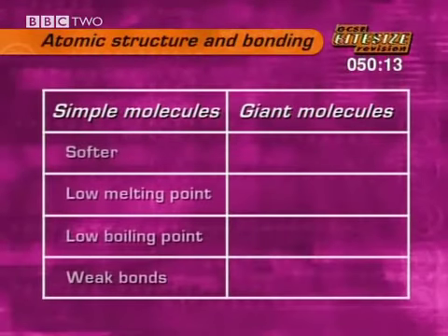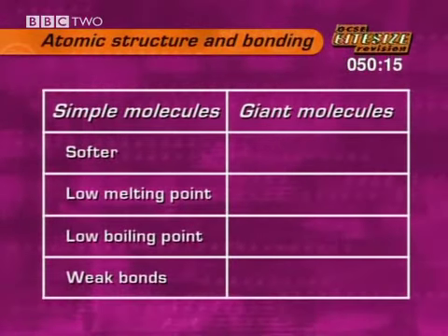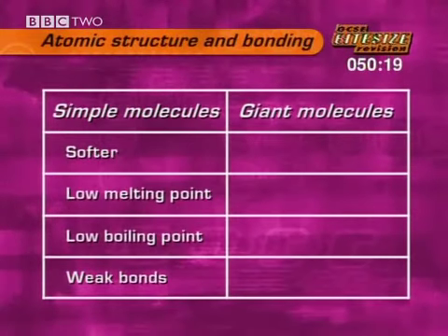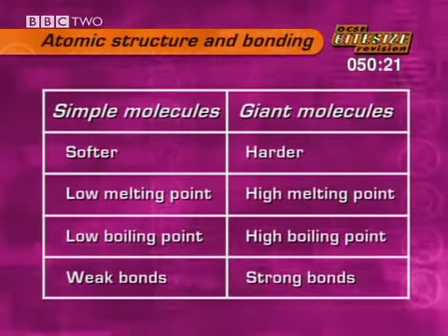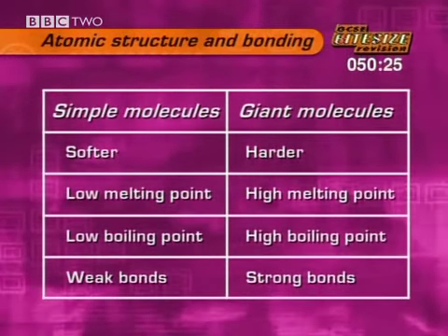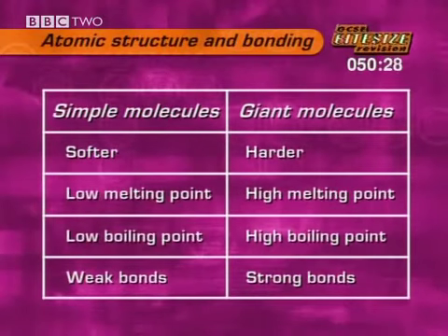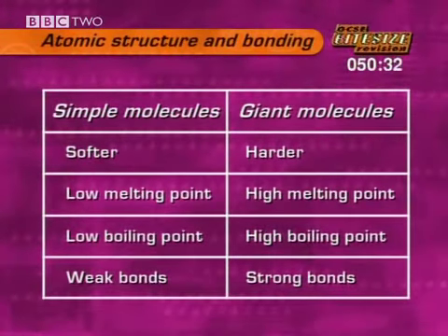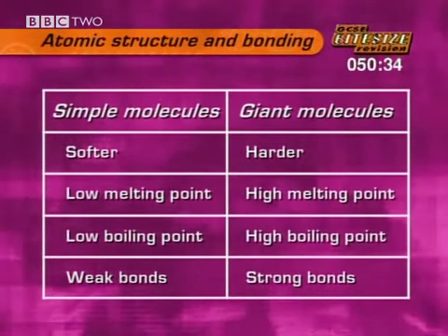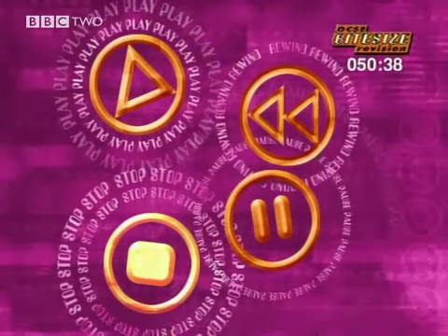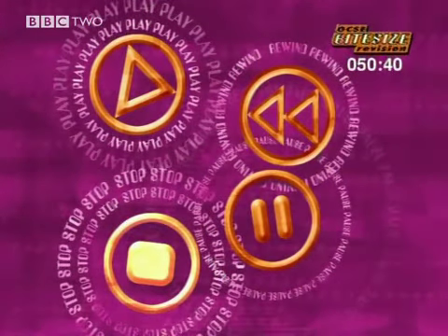To summarise, simple molecular structures are softer, with low melting points and boiling points, because the forces between the molecules are weak. Giant molecules are hard, with high melting and boiling points, held together by strong metallic, covalent or ionic bonds. That's the end of the higher tier section on classifying materials.